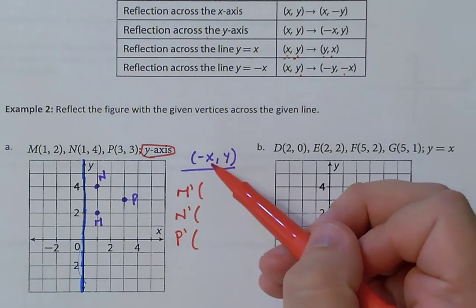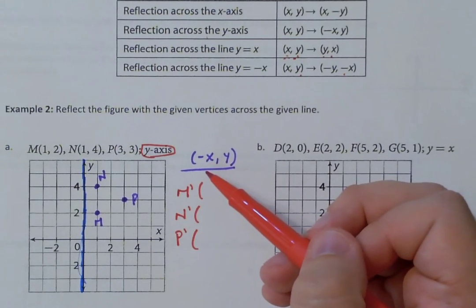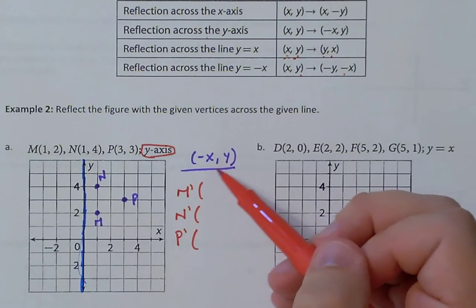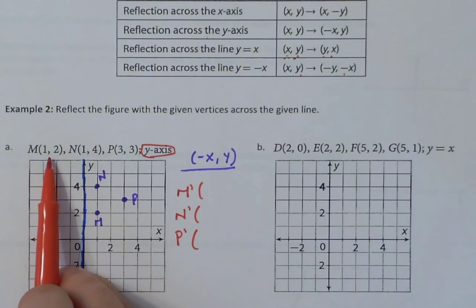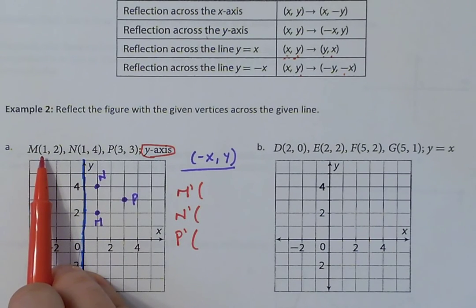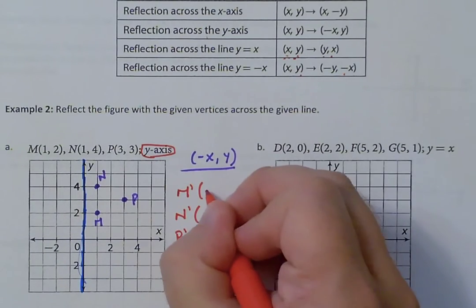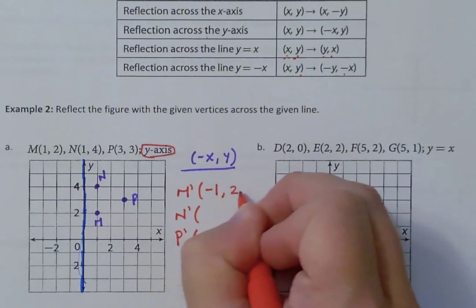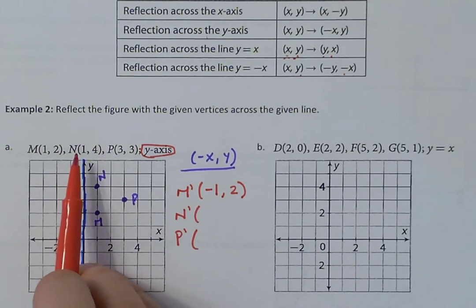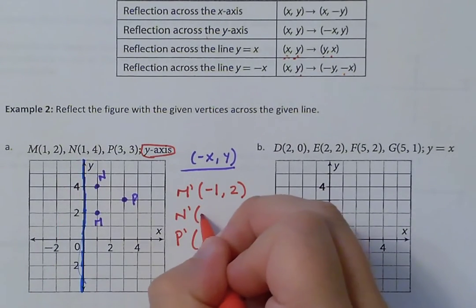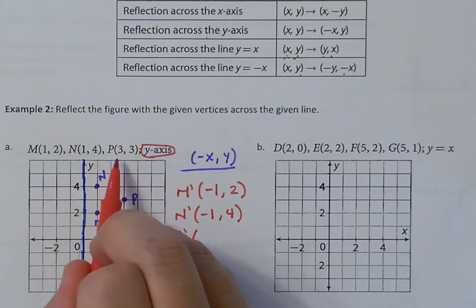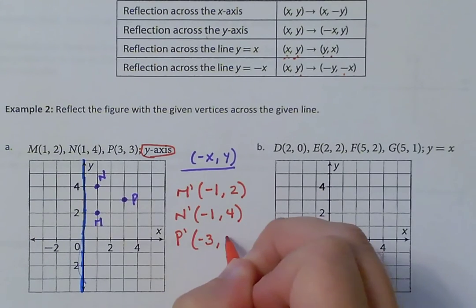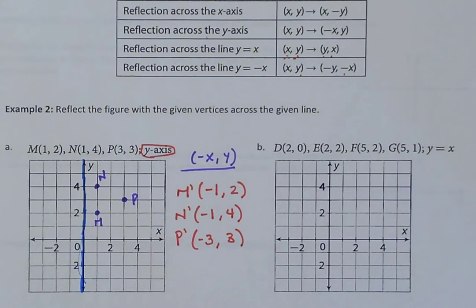So all we're going to do for these, because it's negative x, is we're going to change all the values for x from positive to negative or negative to positive, and the y values stay the same. So if we look at M, I have 1 comma 2. That means I need to make this positive 1 a negative 1, and 2 stays the same. For N, I need to make the positive 1 a negative 1, and 4 stays the same. And then for P, positive 3 becomes negative 3, and then 3 stays the same.